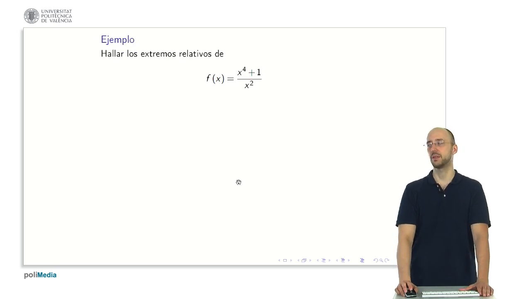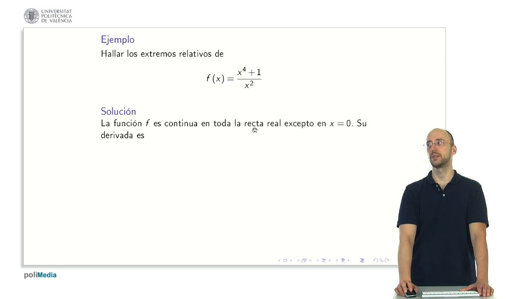Here's another example. x to the fourth plus 1, divided by x squared. The function is continuous across the entire real line except for a single point, which is 0. At 0, there's a vertical asymptote. Now let's find its derivative.